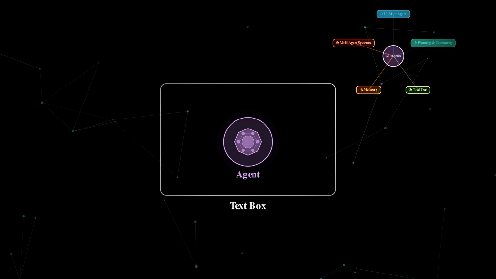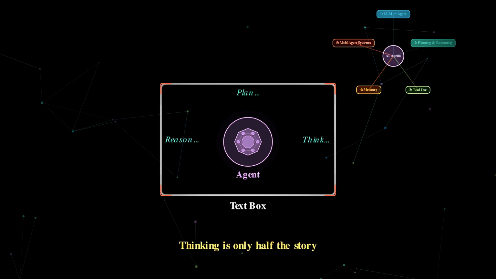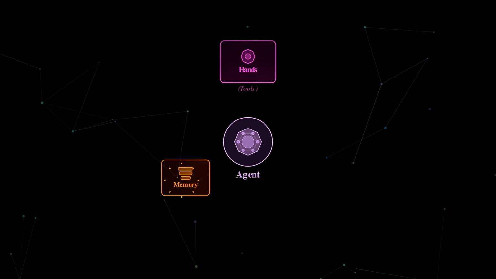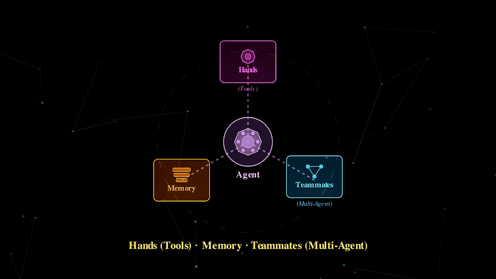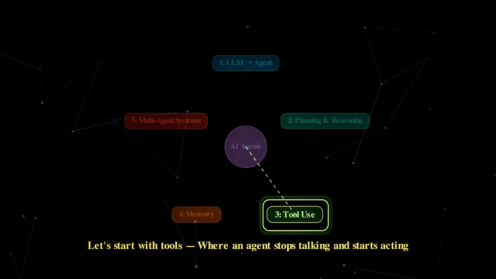But thinking is only half the story. An agent that can plan and reason but cannot act is still trapped inside a text box. In this video, we'll give agents hands, memory, and teammates. Let's start with tools, where an agent stops talking and starts acting.